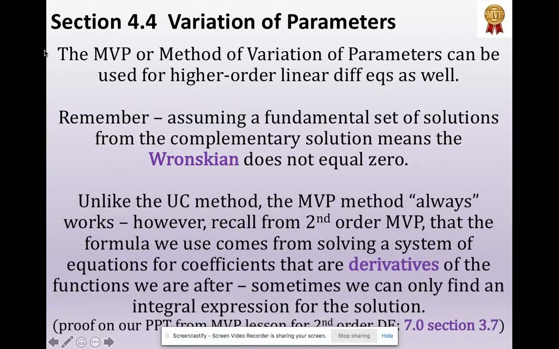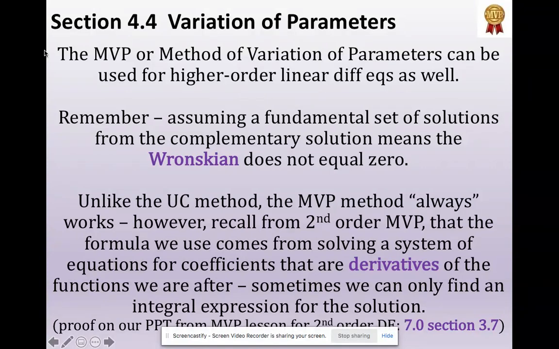Unlike the method of undetermined coefficients, we can only use that method when our non-homogeneous piece of the differential equation is sines and cosines, or e to those, or polynomials, or any combination thereof. But what about when you don't have that? If you don't have that, the method of variation of parameters always works, but it involves integration, which is why I would prefer not to use it.